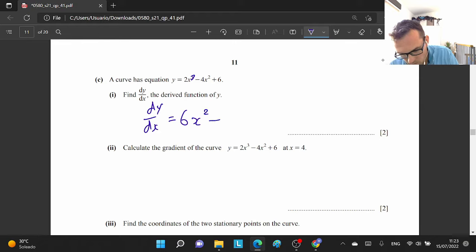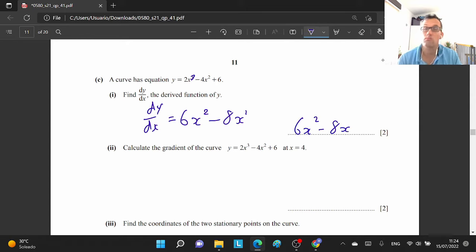Next one, 2 times 4 is minus 8. Subtract 1 from that 2, so you get a 1. Okay, you don't have to put that 1. It doesn't harm if you do. The last term, imagine we got x to the power of 0, because anything to the power of 0 is 1. 0 times 6 is 0, and anything times 0 is 0. So when there's just a number, it falls away, and that's our answer. 6x squared minus 8x to the power of 1.